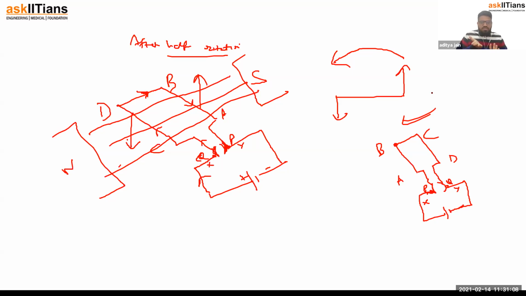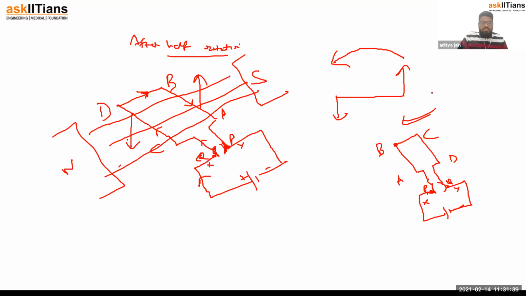After half rotation, the CD arm replaces the AB arm, and you can see the force was acting on CD downward. On AB it was upward, so again it rotated anti-clockwise. So this makes a complete rotation. This process continues because after half cycle, what is happening? The direction of current is reversing with the help of split rings.